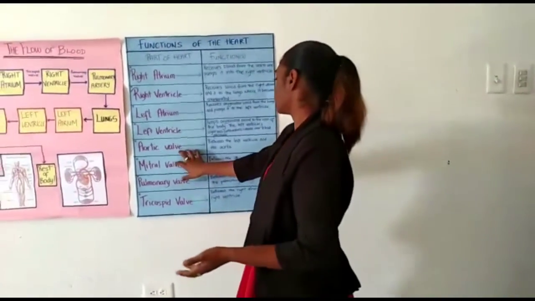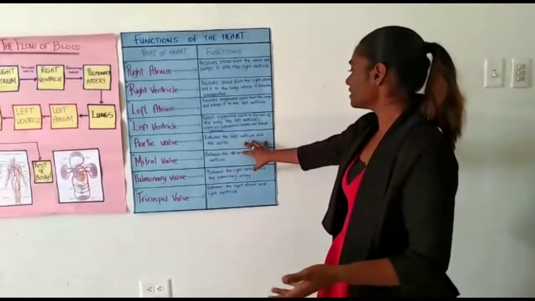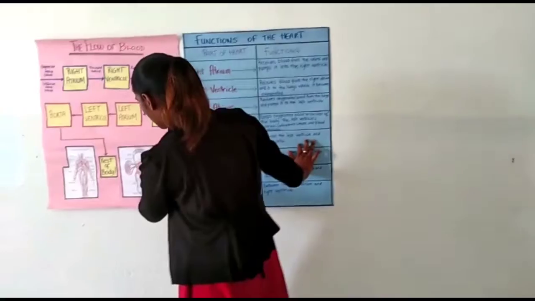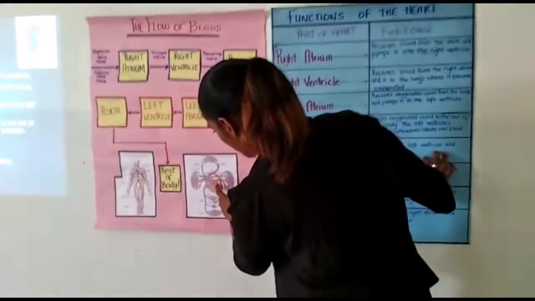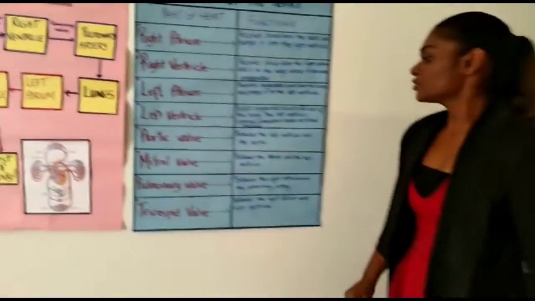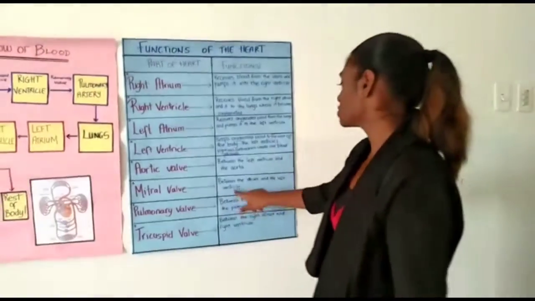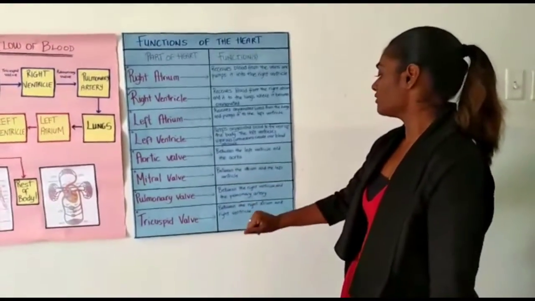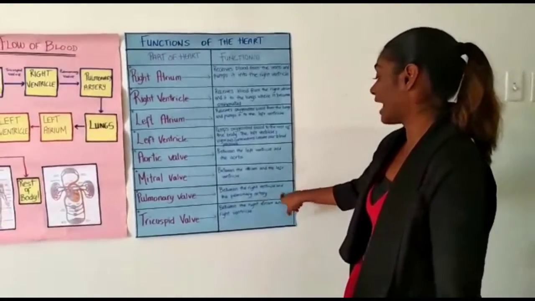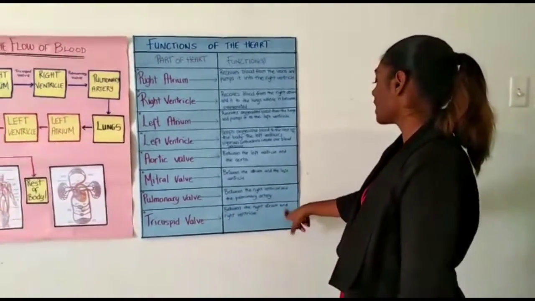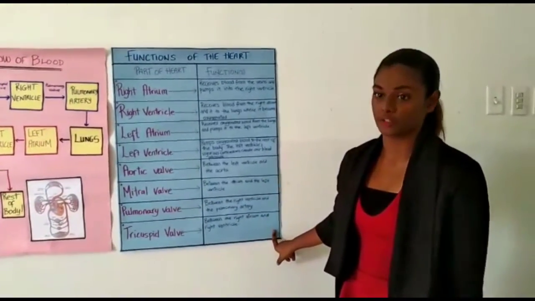The aortic valve. This is between the ventricle and the aorta. So if we look in this diagram here, between the ventricle and the aorta, we see the aortic valve. So we have the mitral valve, which is between the atrium and the left ventricle. We have the pulmonary valve, which is between the right ventricle and the pulmonary artery. And the tricuspid valve, which is between the right atrium and the right ventricle.